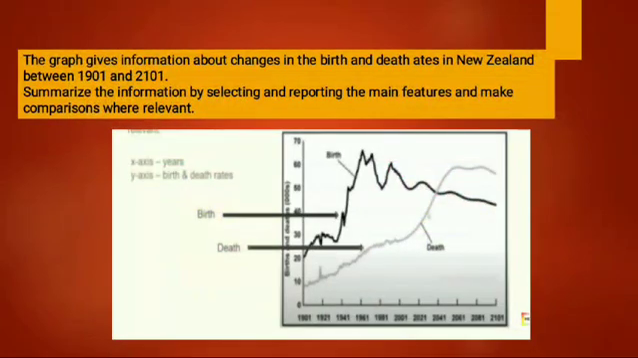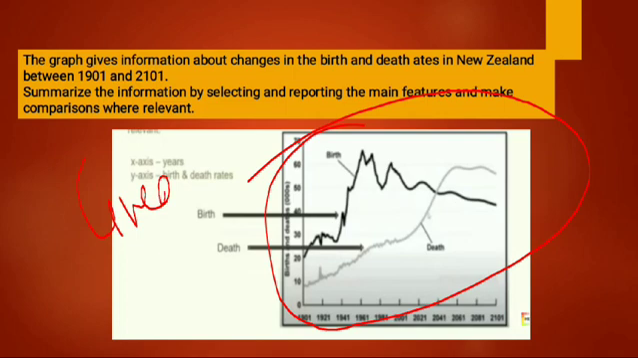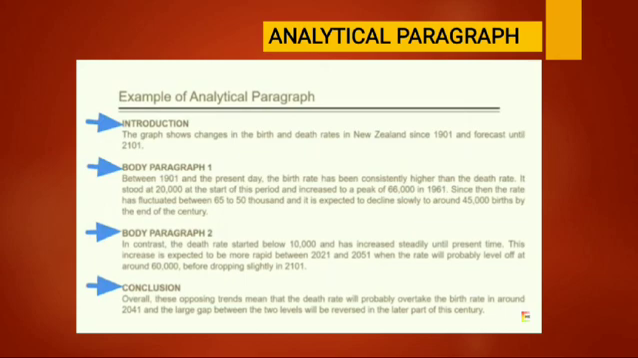Okay. There is one more, a line graph. It is saying the graph gives information about the change in birth and death rates in New Zealand between 1901 and 2101. Summarize the information by selecting and reporting the main features, and make comparisons where relevant. So it's an analytical paragraph. The introduction is like this, then body paragraph 1, body paragraph 2, and the conclusion. That's all.